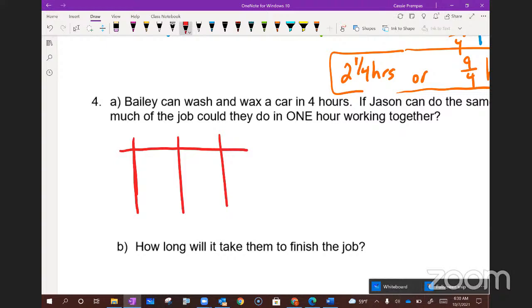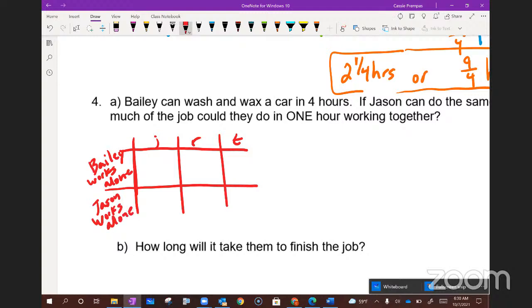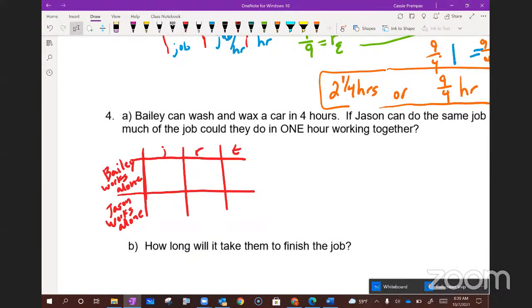So I want to call this one the job equals the rate times time. And we're looking at 2 people. We're looking at when Bailey works alone versus when Jason works alone. And we want to fill in what we have, what we know, and then we have to determine what we need to solve for each part of the chart. So it says Bailey can wash and wax a car in 4 hours.